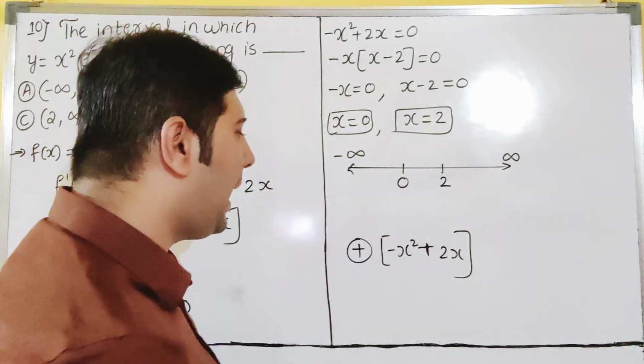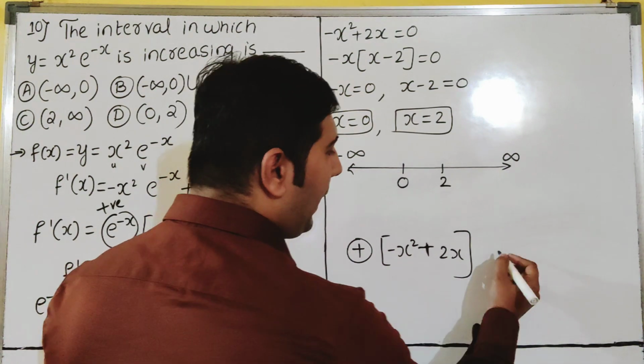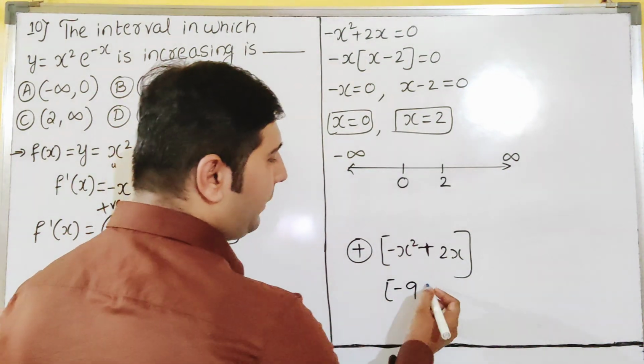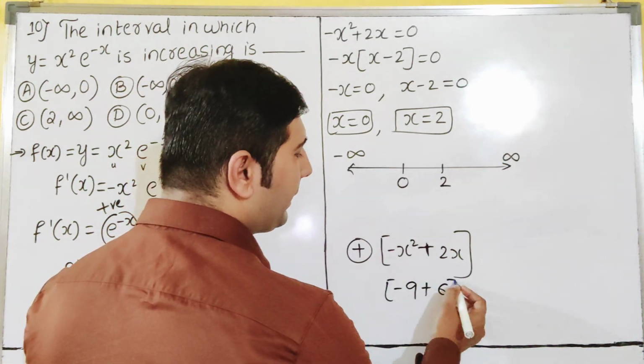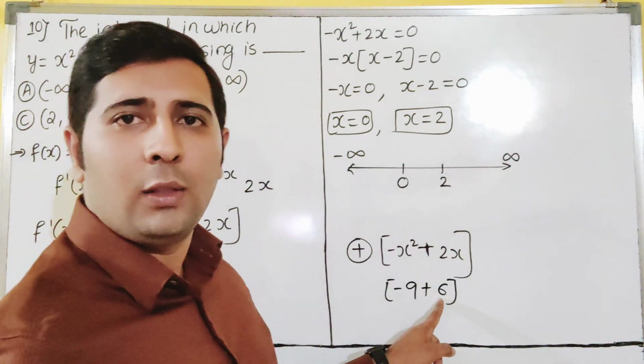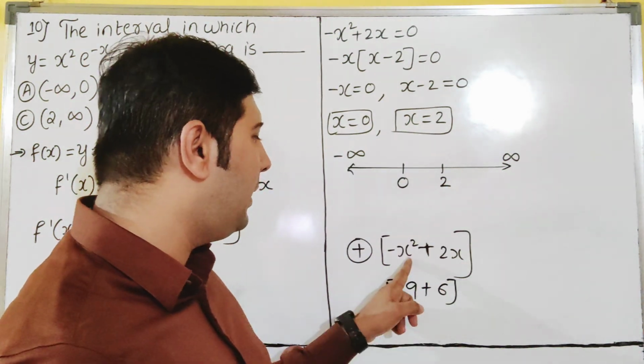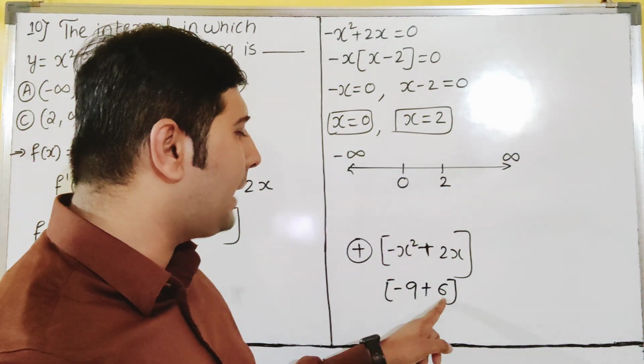So if I put 3, what will happen? You see, 3 square is 9, minus 9 will come. 2 3s are 6. I am putting the 3 value in this. 2 3s are 6, 3 square is 9. Minus 9 or minus 6.